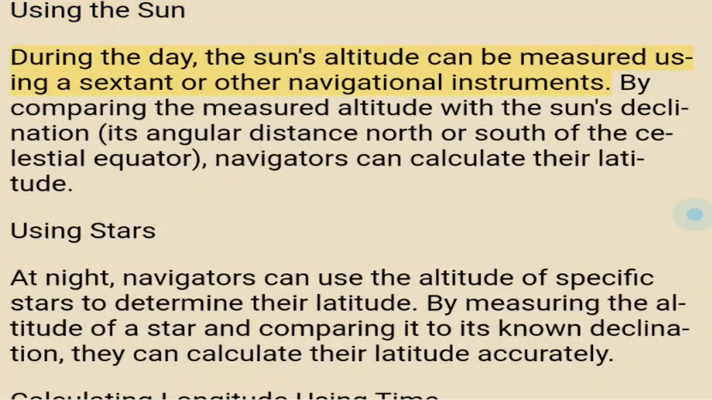Using the sun. During the day, the sun's altitude can be measured using a sextant or other navigational instruments. By comparing the measured altitude with the sun's declination, its angular distance north or south of the celestial equator, navigators can calculate their latitude. Using stars. At night, navigators can use the altitude of specific stars to determine their latitude. By measuring the altitude of a star and comparing it to its known declination, they can calculate their latitude accurately.